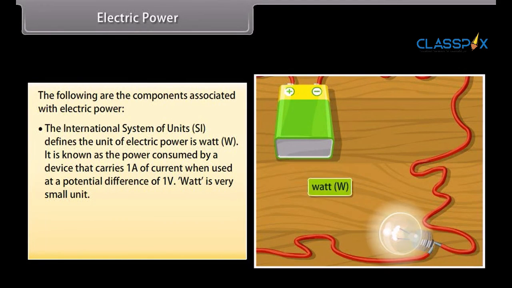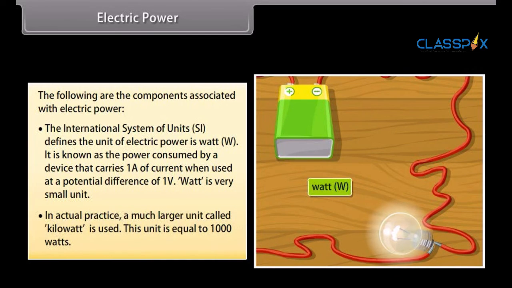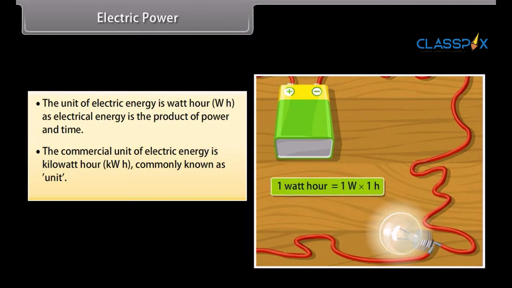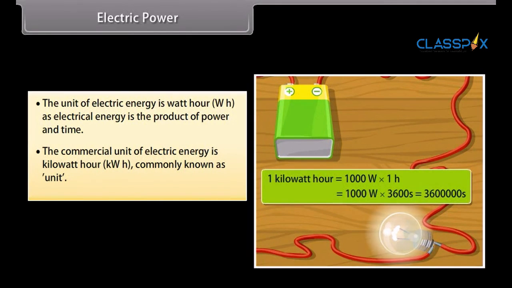The watt is a very small unit. In actual practice, a much larger unit called the kilowatt is used. This unit is equal to 1000 watts. The unit of electric energy is the watt-hour, Wh, as electrical energy is the product of power and time. The commercial unit of electric energy is the kilowatt-hour, kWh, commonly known as a unit.